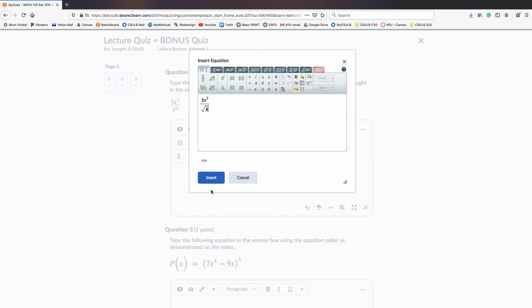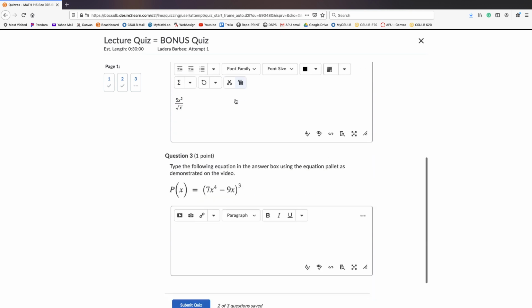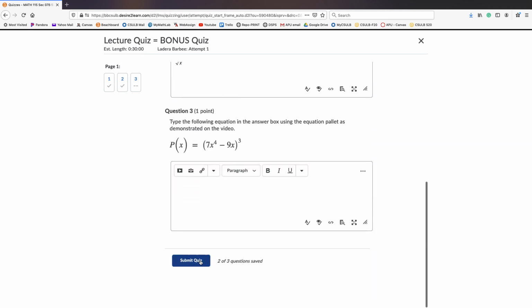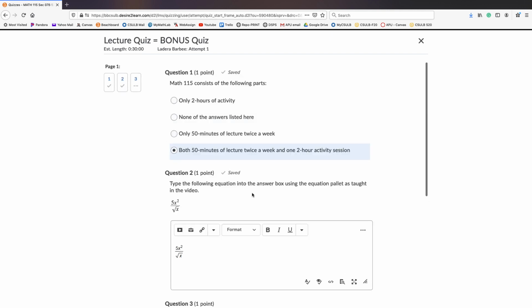Since this looks identical, I'll go ahead and hit insert. Now notice it doesn't say saved. I don't have a check mark yet. It's not until you click somewhere out of this box that it will be saved. Again, if I accidentally hit submit quiz, I hope I would see that I only have 2 of 3 questions solved. But if not, I would hopefully see the warning and go back to finish the 3rd question.